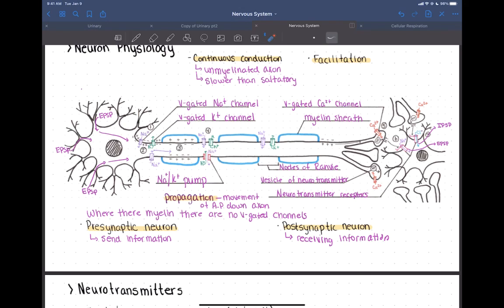It shouldn't be too bad, because we had a couple parts of it already with our muscle chapter. All right, so now let's talk about neurotransmitters.